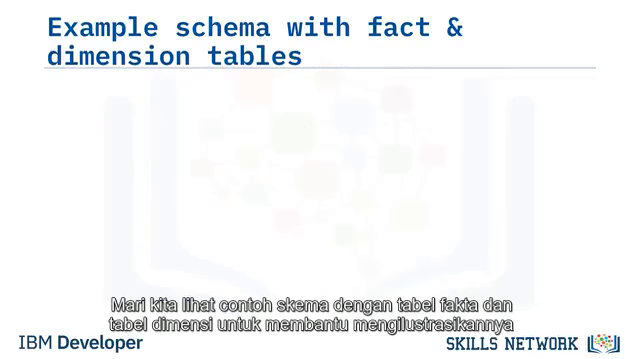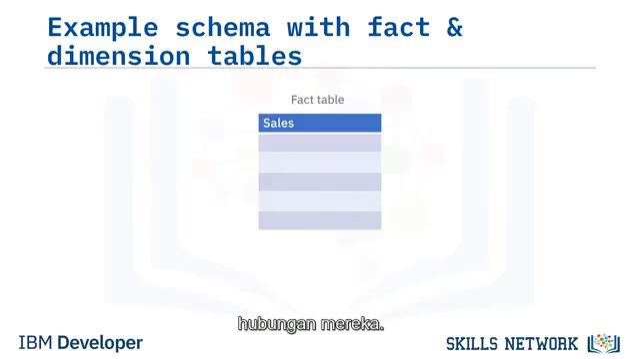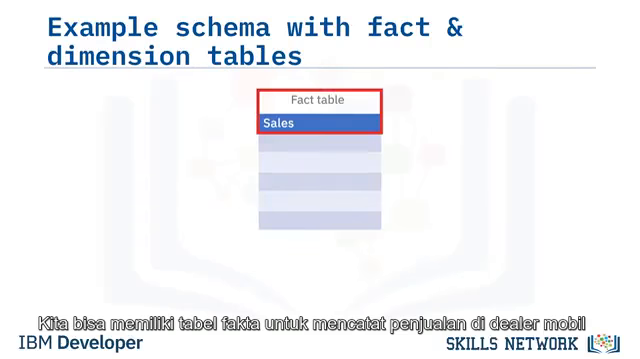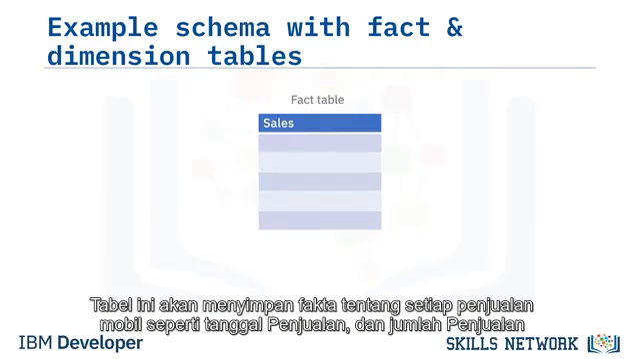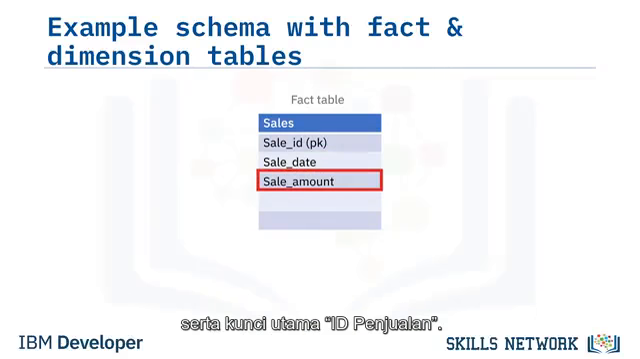Let us look at an example of a schema with both fact and dimension tables to help illustrate their relationships. We could have a fact table for recording sales at a car dealership. This table would store facts about each car sale, such as the sale date and sale amount, as well as a primary key, sale ID.